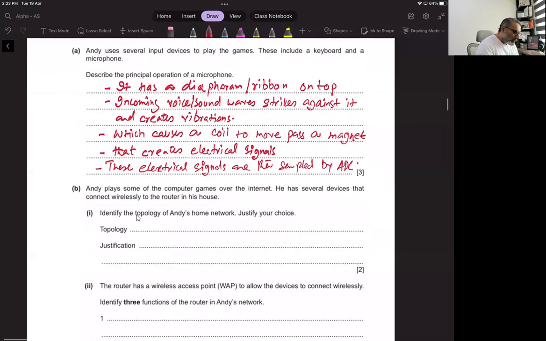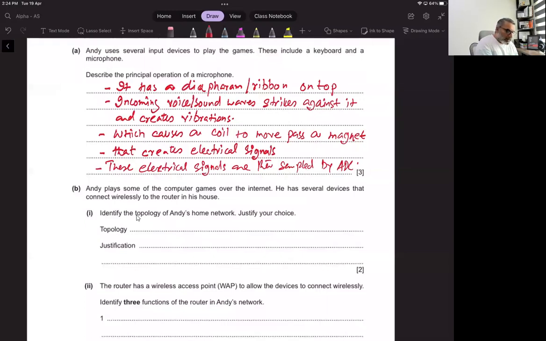Anyways, and he plays some of the computer games over the internet. He has several devices that connect wirelessly to the router in his house. Identify the topology of Andy's home network. Justify your choice. We all have a router at home with which we all are connected.